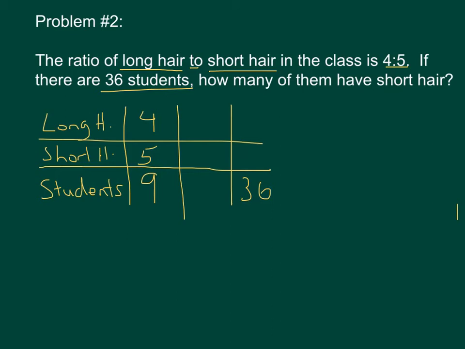And just like before, if I know my multiplication facts, I can figure out how to get there. 9 times 4 is 36. So 4 times 4 is 16. And 5 times 4, even though I don't draw the arrow, I know I'm doing the same thing, is going to be 20. Just to check my work, I need to see that my things are adding up correctly. So 16 plus 20 does indeed give me 36. So far, so good. And now I need to solve the problem. How many of them have short hair? There are 20 students with short hair.